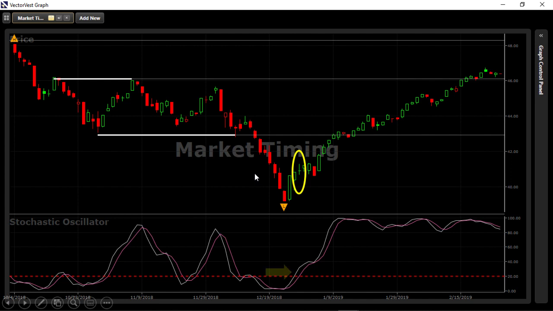Not only that, the stochastics oscillator on the VectorVest composite crossed from below 20 to above 20. The MTI also was below 0.60 at this point. The buy to sell ratio was below 0.20. Got a nice rally after Christmas. Primary wave turned up. Okay, so all of these things, you're observing these things, you're looking at the market, you're saying, this might be a good time to go bottom fishing.